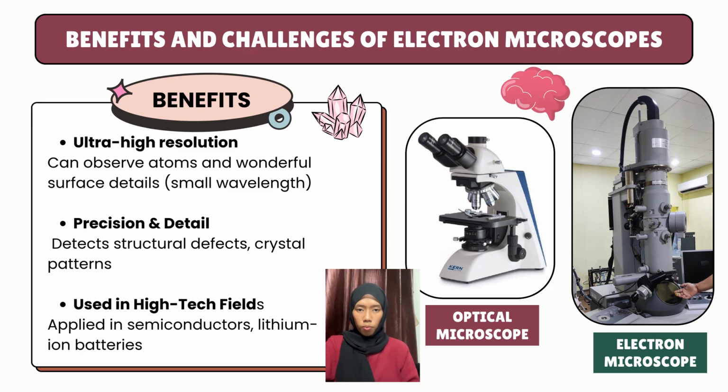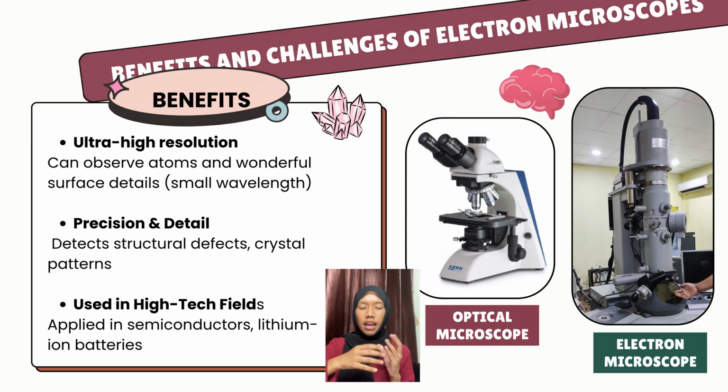With an electron microscope, scientists can see more problems inside the material. For example, they can see a crack, surface defect, or the crystal pattern. This is very useful in material science and research. So the last one is electron microscopes are used in many advanced industries. For example, they help in making semiconductors for computers, checking battery material, and developing nanotechnology. So overall, electron microscopes are more powerful than optical microscopes. They help us understand things at the atomic level and are very important in science and research.